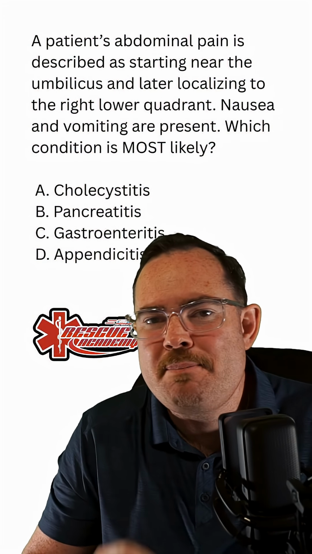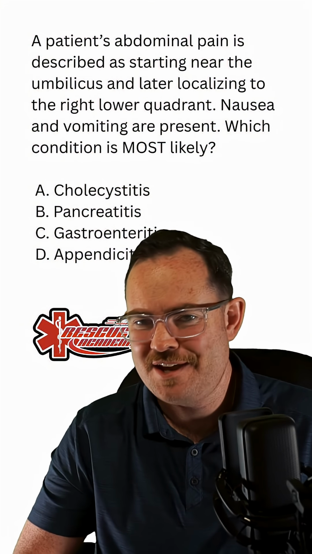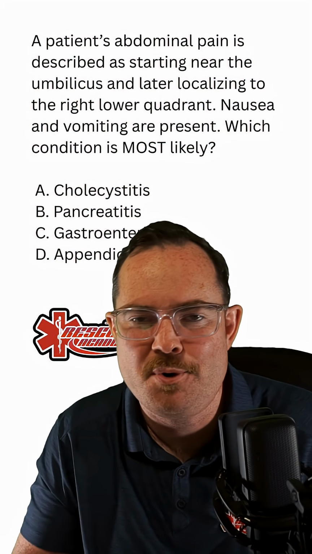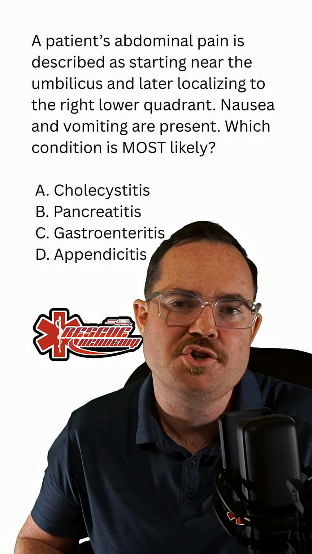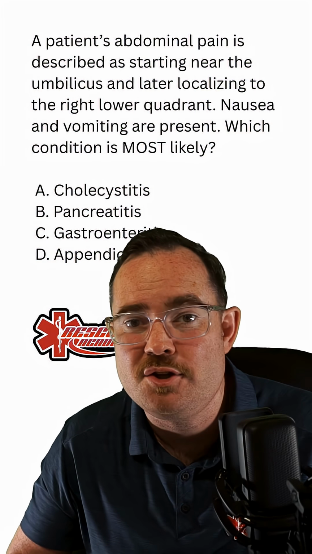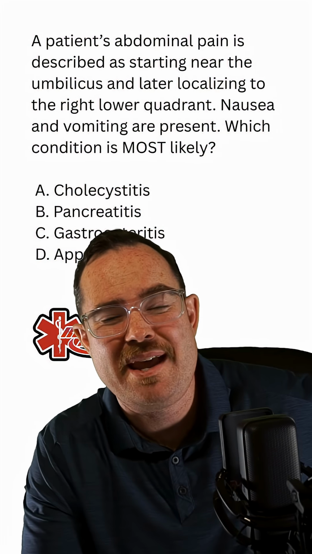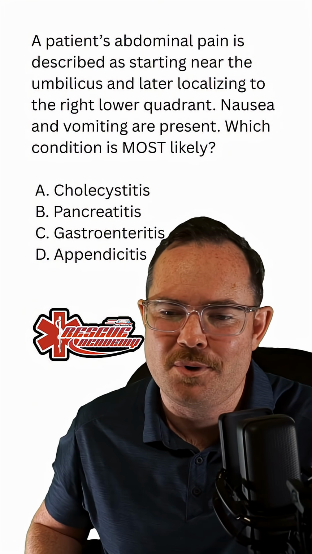Now, with D, appendicitis, this pain starts at the periumbilicus. Okay, so it starts at the umbilicus and works its way to McBurney's point. If you don't know what McBurney's point is, that is the right lower quadrant. If left untreated, you may also get something called a Rovsing sign. This is when you palpate the left lower quadrant and it causes pain in the right lower quadrant.